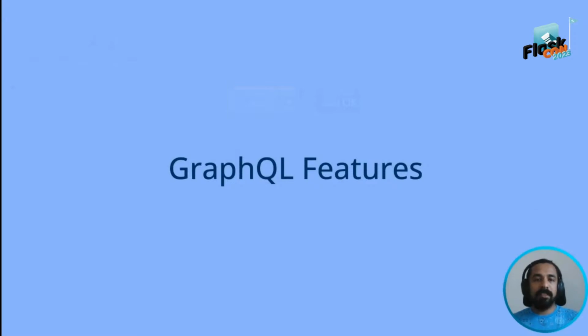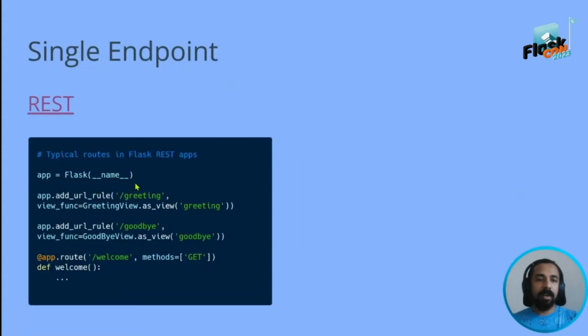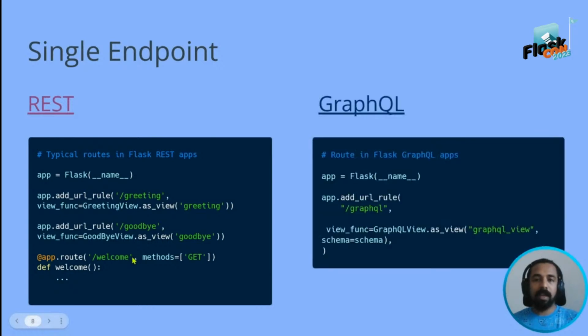Now let's take a look at a few features of GraphQL. We saw that in case of REST, we have multiple endpoints like for operations related to greeting, setting or getting a greeting, we will define a URL path /greeting. Similarly, for other operations, we will go on with defining new endpoints. But as we have seen in case of GraphQL, there is only a single endpoint /GraphQL, and the operations are specified in the post body of the GraphQL operation.